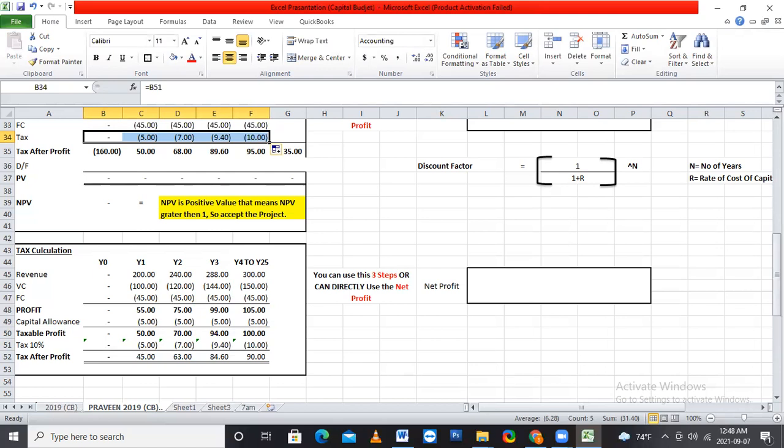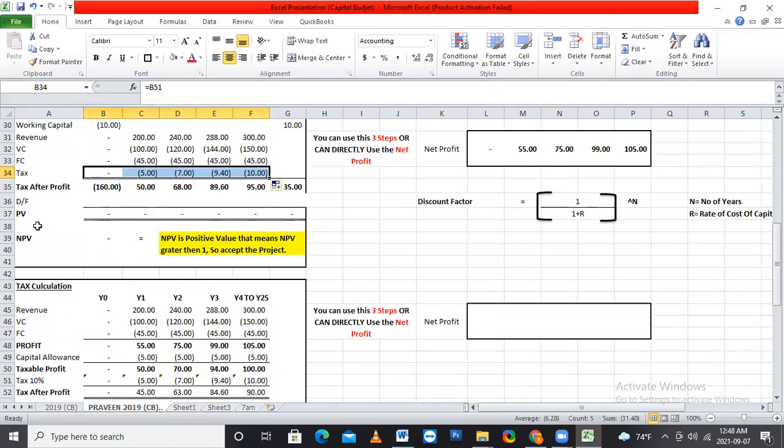Here is the important one. When we calculate the present value, we want to use the discount factor.